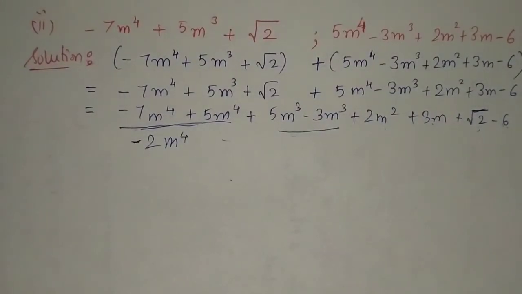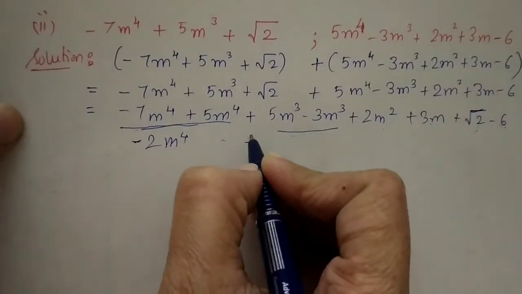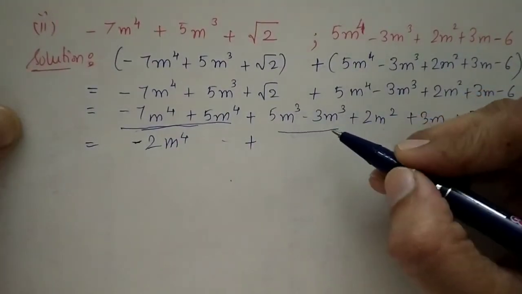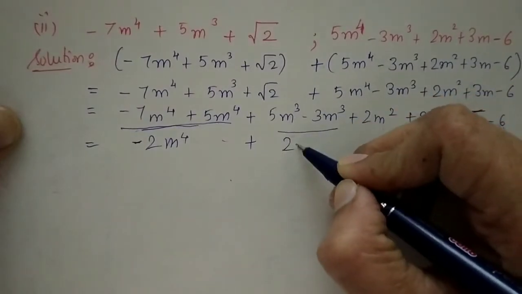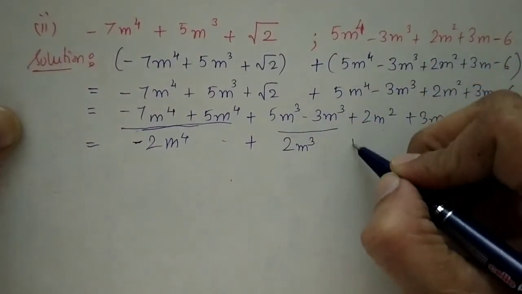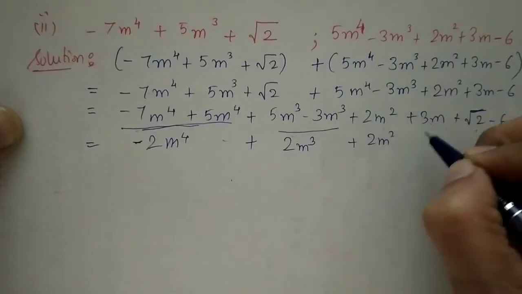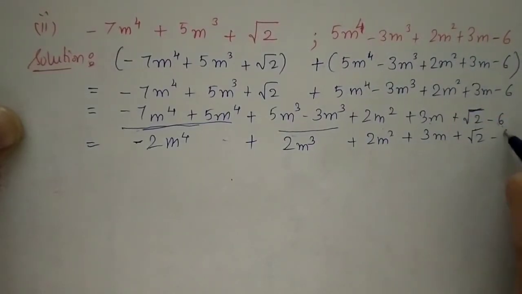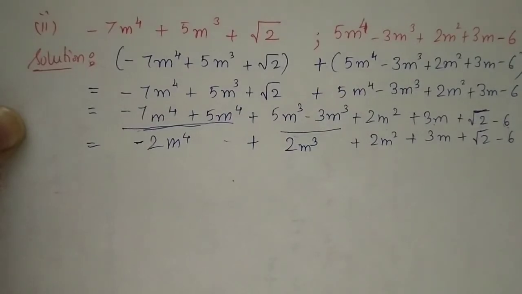Similarly here, 5 minus 3. 5 minus 3 is 2m cube. This does not have anything to add, so this remains as it is. So this is your final answer.